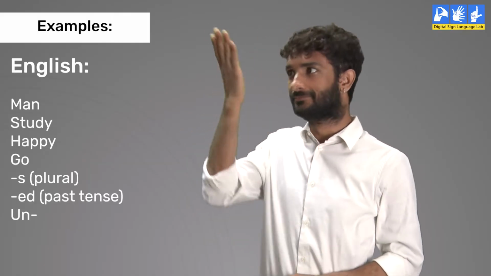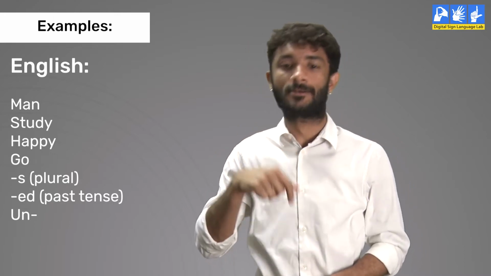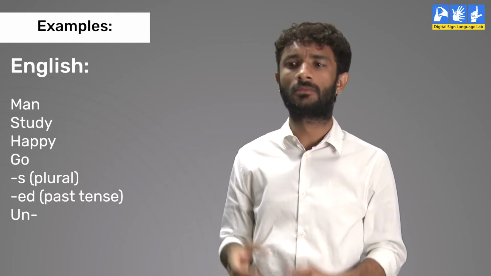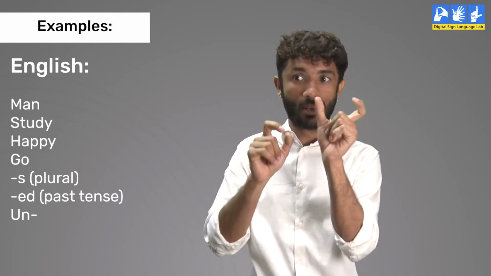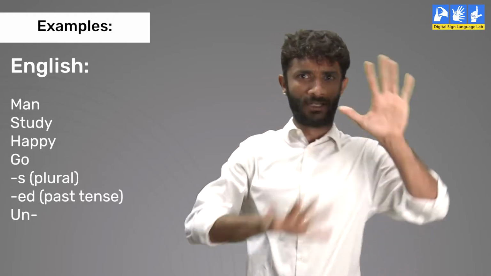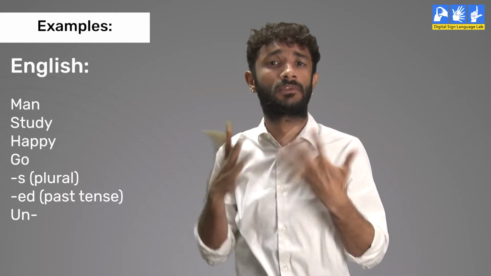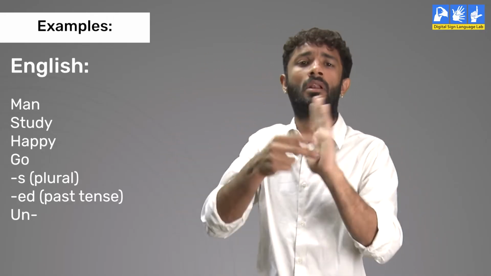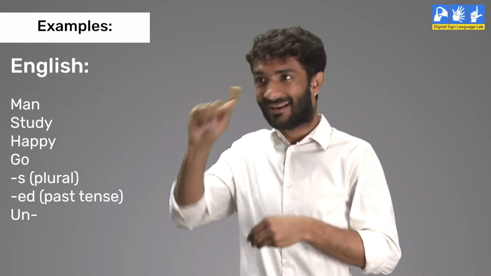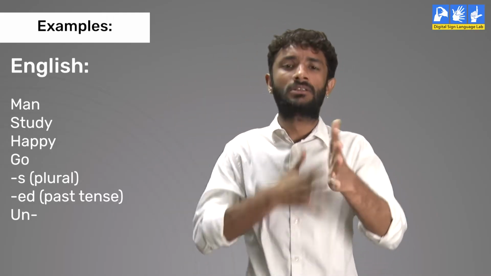These are used to show the plural form or to demonstrate how a single word can be shown in many ways. For example, in English, with words like man, study, happy, and go, s can be added to make a plural form of the word. Ed is used to show past tense. Un has a negative connotation like unhappy, which means sad, the opposite of happy.